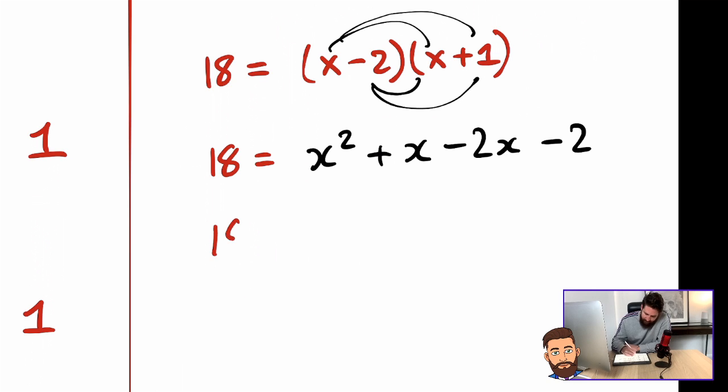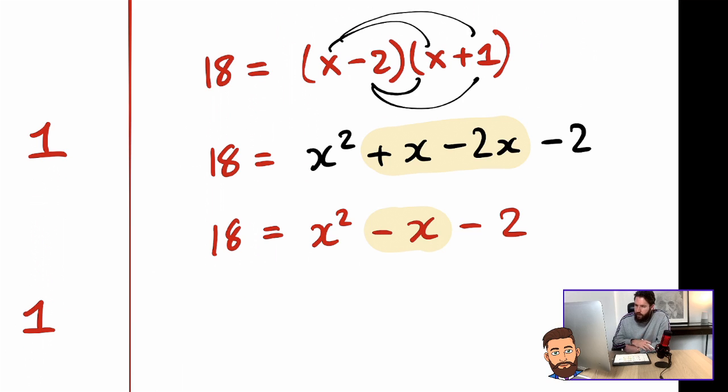So I've still got the 18 equals. If I tidy this up, hopefully you know whenever you expand, you end up with two terms that can be added together. So here, you can have x squared, x take away 2x is minus x, and then minus 2. So that yellow bit went to that.